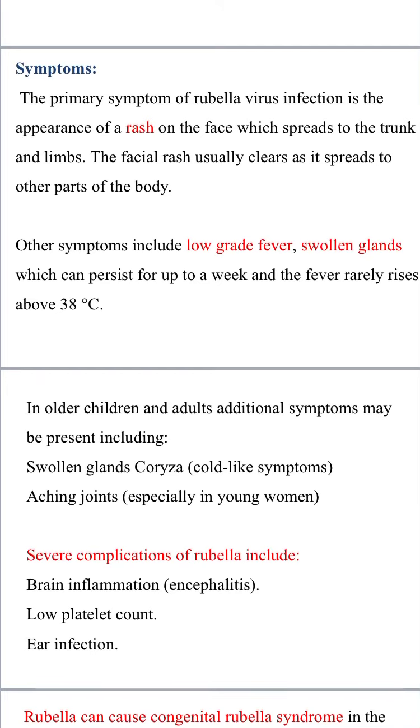In older children and adults, additional symptoms may be present, such as swollen glands and aching joints, especially in young women. Severe complications of rubella include brain inflammation, low platelet count, and ear infections.